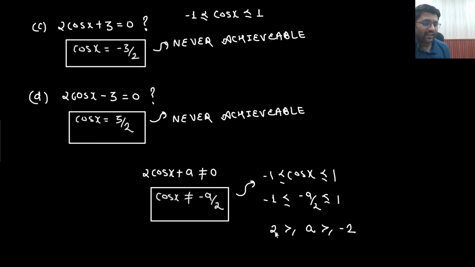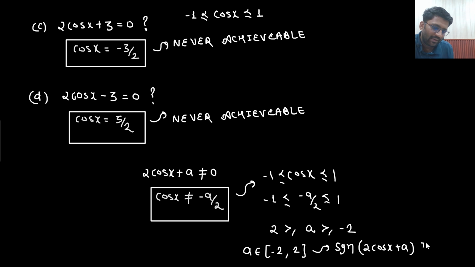So if your a is between minus 2 and 2, then yes, signum of 2 cos x plus a will be discontinuous. Basically it will be discontinuous, otherwise it will not be discontinuous. So every value between minus 2 to 2 will make it discontinuous, and all the rest of the values will not make it. You can think very easily.